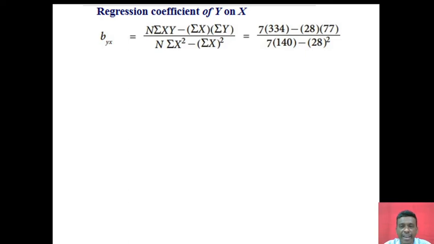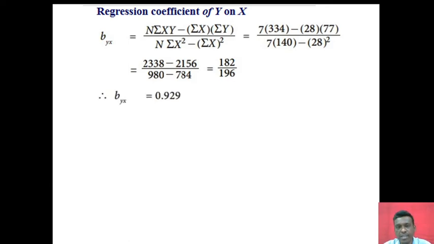Multiply and subtract, add, divide, whatever it is, and you will get an answer like this, and it is again byx is equal to 0.929. This also you are getting the same. You will not get the same every time; luckily, just in this case I've got the same answer, bxy equal to byx. Generally it doesn't become the same.